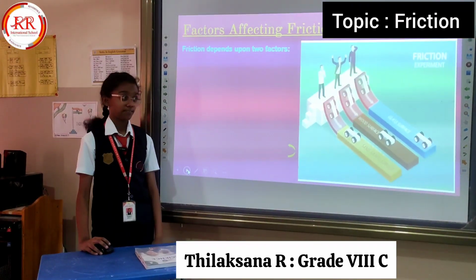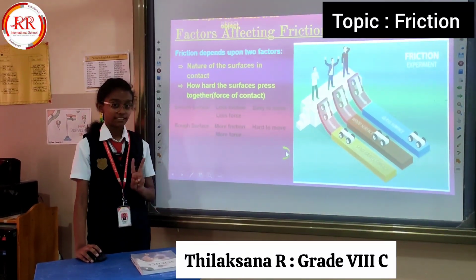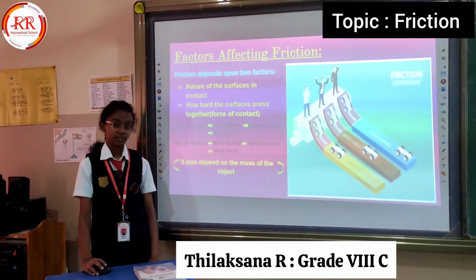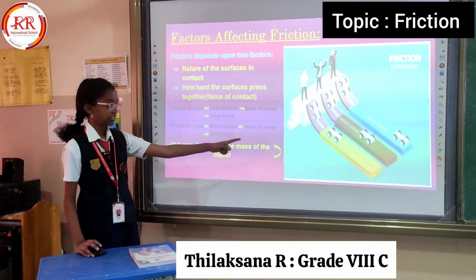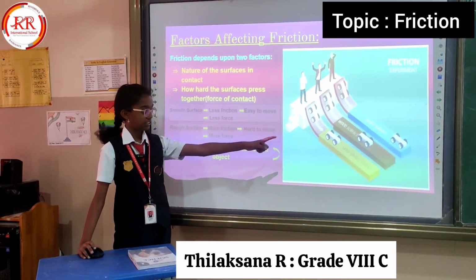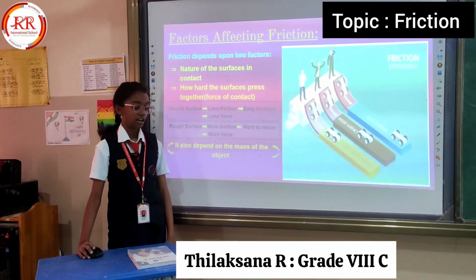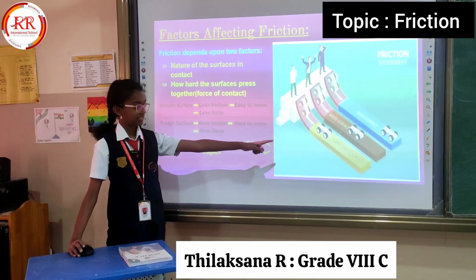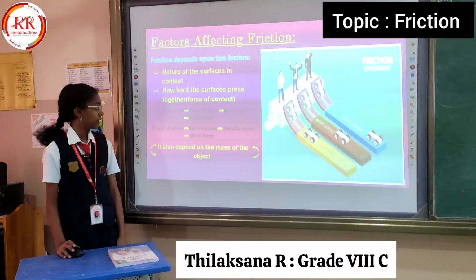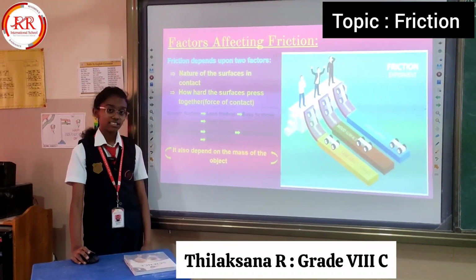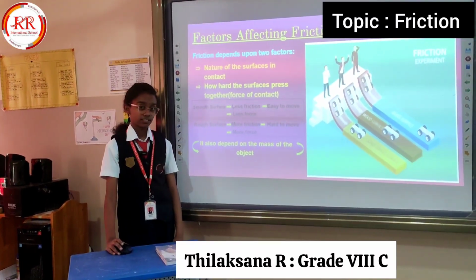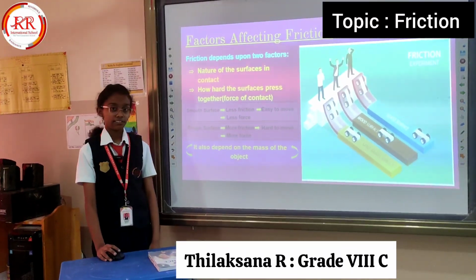Let's move on to factors affecting friction. Friction depends upon two factors: the nature of the surface in contact, like smooth and rough, and how hard the surfaces are pressed together. This experiment shows how friction works on different surfaces. When we roll a car down a ramp on a glass, wood, and sand gravel surface, we can see that the car moves faster on the glass surface than on the wood and sand surface. This is because there is less friction on the glass surface. So, a smooth surface has less friction, so less force is needed to move. On the contrary, the rough surface has more friction, so more force is needed to move. It also depends upon the weight of the object.